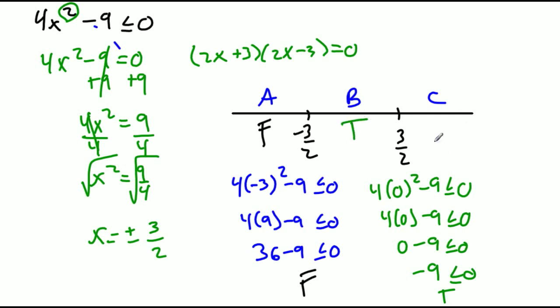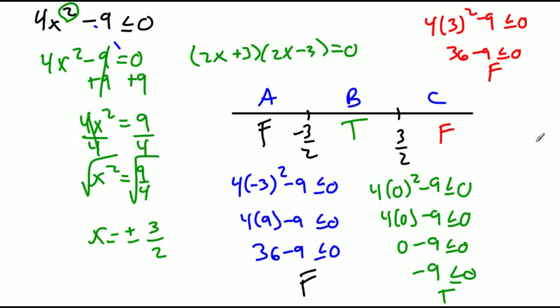Now, what about numbers that are bigger than 3 halves, or a positive 1.5? We can just do a positive 3. So if I do positive 3, maybe I'll just do that up here. 4 times 3 squared minus 9 is less than or equal to 0. And we're going to get the same answer over here, because if you square a negative, it's positive. If you square a positive, we're going to get the same thing. 36 minus 9 less than or equal to 0. So this is also false.